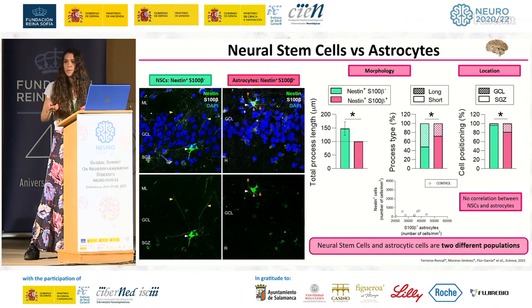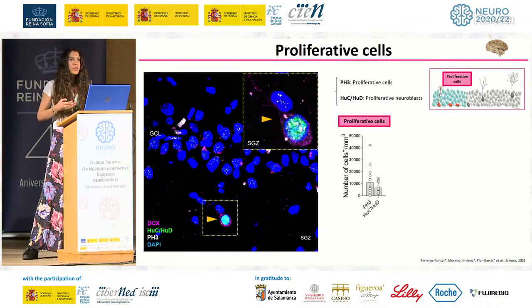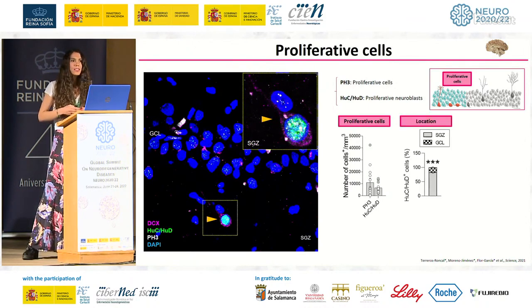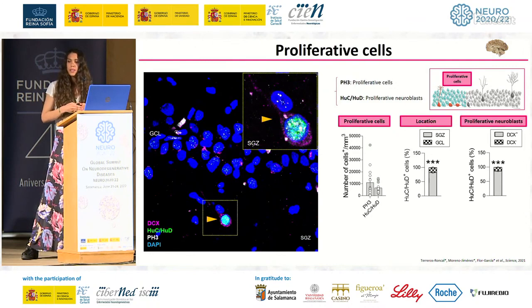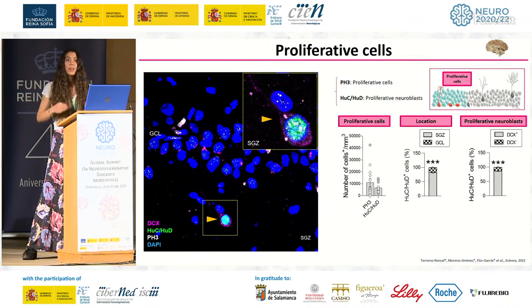Neural stem cells asymmetrically divide and give rise to proliferative cells. We use some markers to detect these proliferative cells: phosphohistone 3, which is a mitosis marker, and HuC/HuD, which is a marker of proliferative neuroblasts. We observed that these cells were predominantly located in the subgranular zone. Moreover, 90% of these proliferative neuroblasts were also positive for the immature neuronal marker doublecortin. So this indicates that in the human dentate gyrus, most of the proliferative cells are transit-amplifying progenitors and proliferative neuroblasts. And also, these data are in agreement with previous data that indicate 700 new neurons being incorporated in the human dentate gyrus daily.